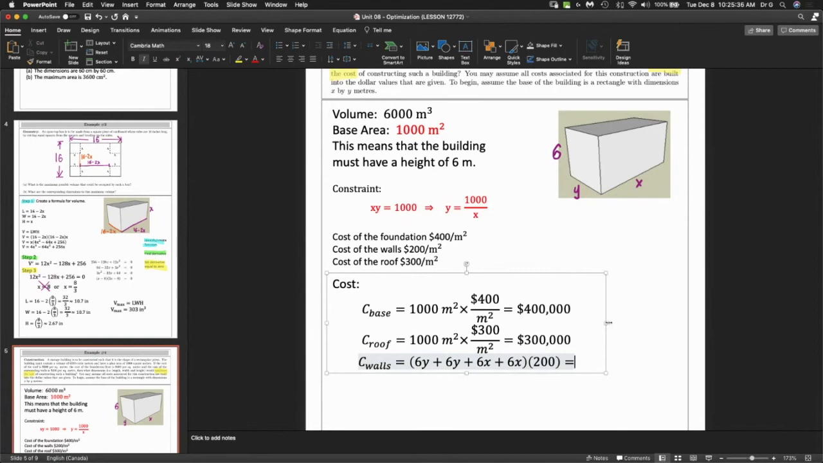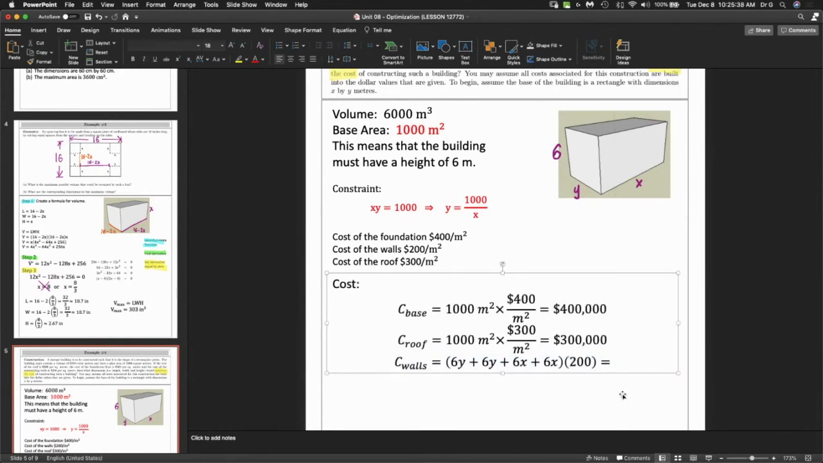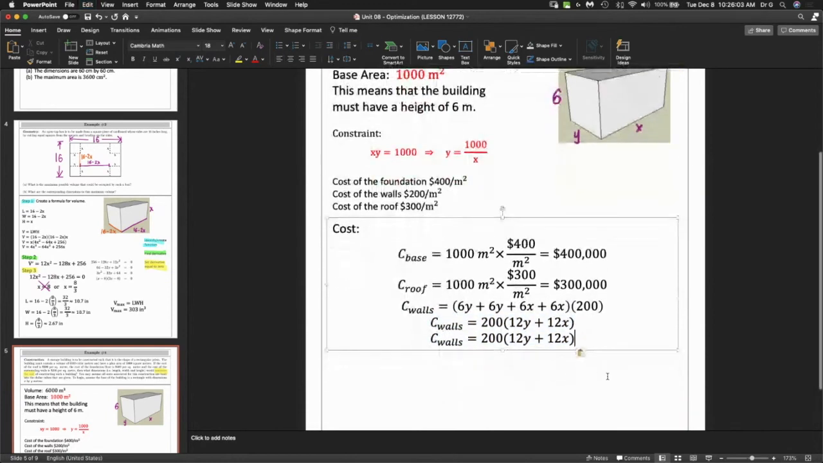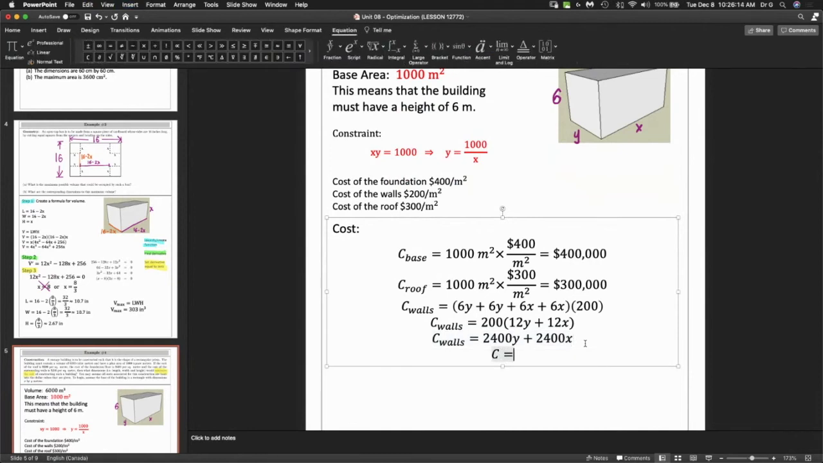So if we clean that up, that's going to be a little bit annoying. It will be. Prabidi, it will be soon. I promise you. I'm not ready yet for that, but you are right. If we clean this up, we get 200 times 12y plus 12x. You can't help it. You're good. You skipped a step because you're ahead of the game there. That's good. I'm just going to clean that up a little bit. So this is 2400y plus 2400x.